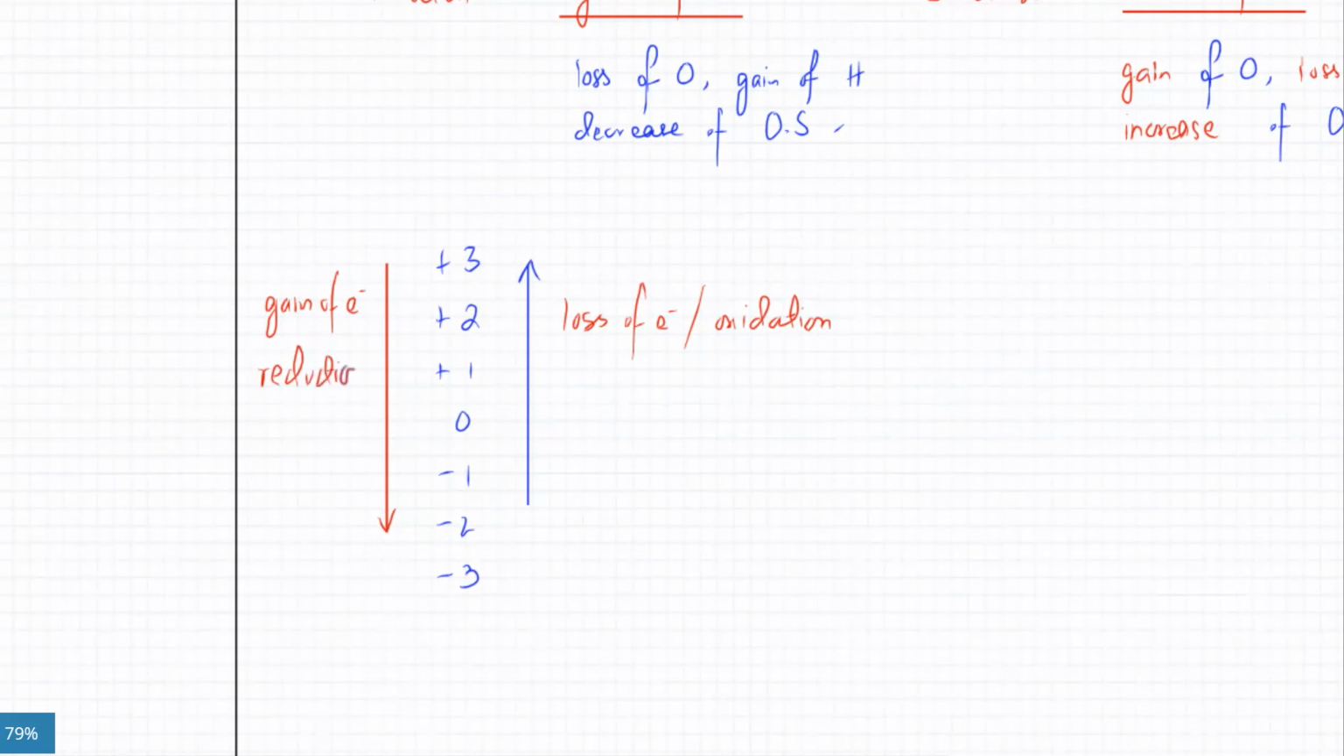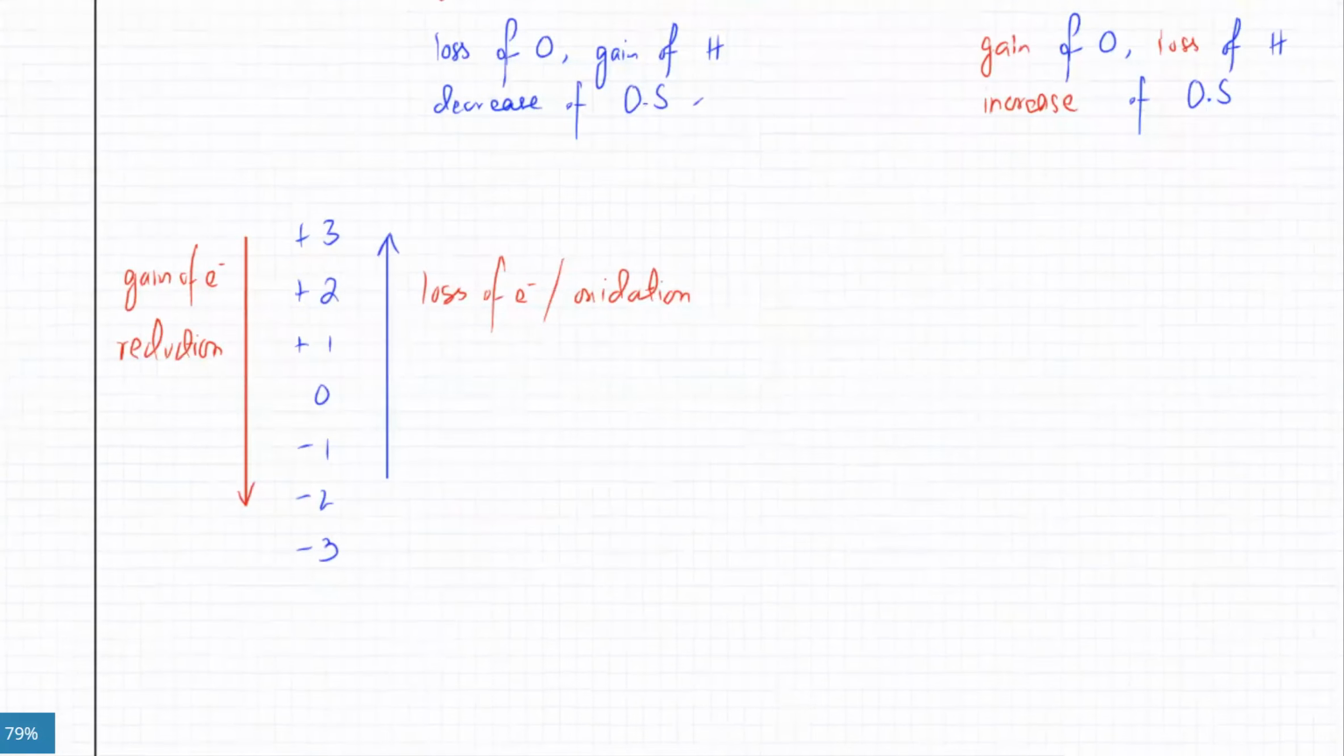So think of this in these terms. This is very obvious, I think everyone agrees with this. If you lose electrons, you become more positive. If you gain electrons, you become more negative, right? So what is happening over here?